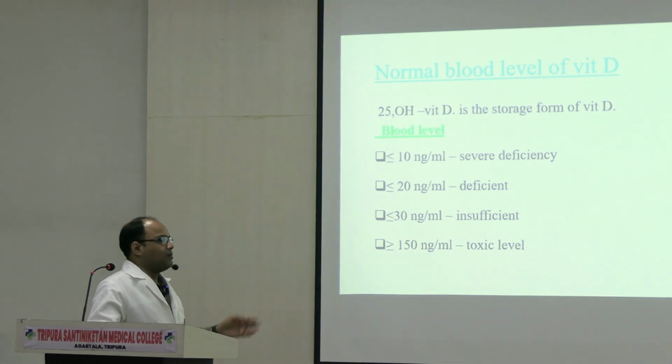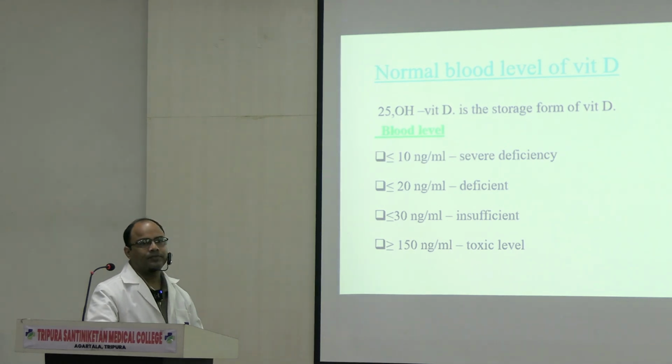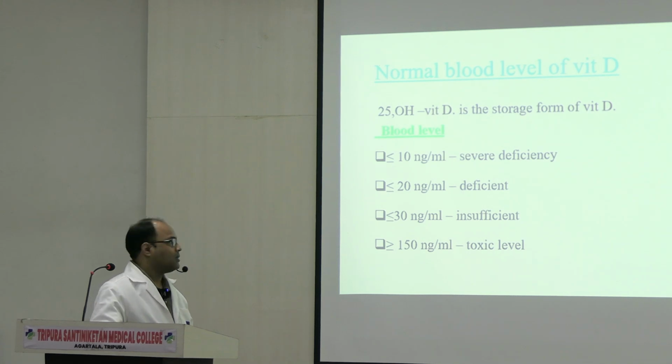You should remember this table, this chart. More than 30, just remember, is normal. More than 150 is toxic level, although vitamin toxicity is very, very rare. Less than 20 is a deficient state. Less than 10 is severe deficiency.